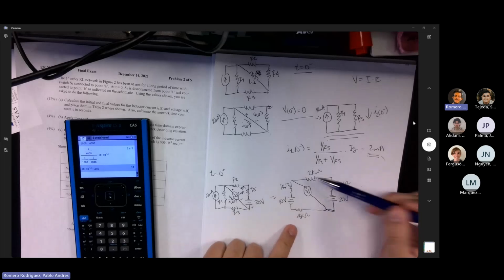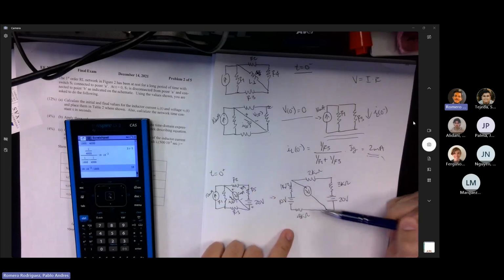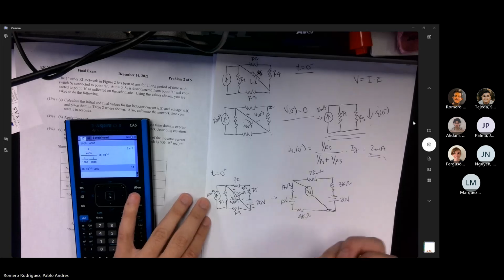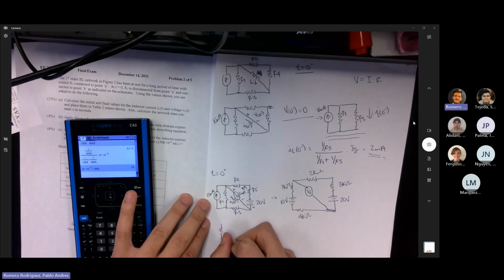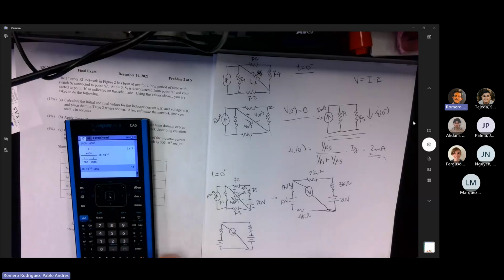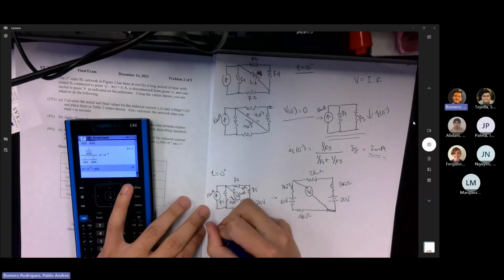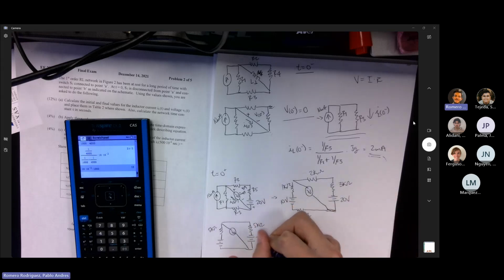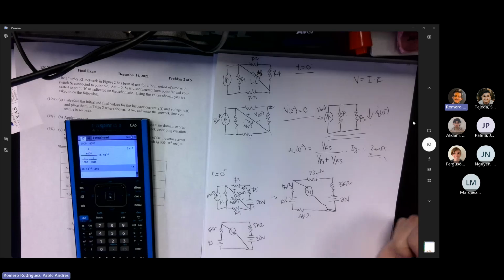I'm going to combine the resistors that are in series, right? Because these two are in series and these two are in series. Even though the battery's in the middle, you can still combine them in series. You would have that resistor there, that resistor there. Okay. So 4 plus 1 is 5K. 3 plus 2 is 5K as well. This is 20, and this is 10, right?